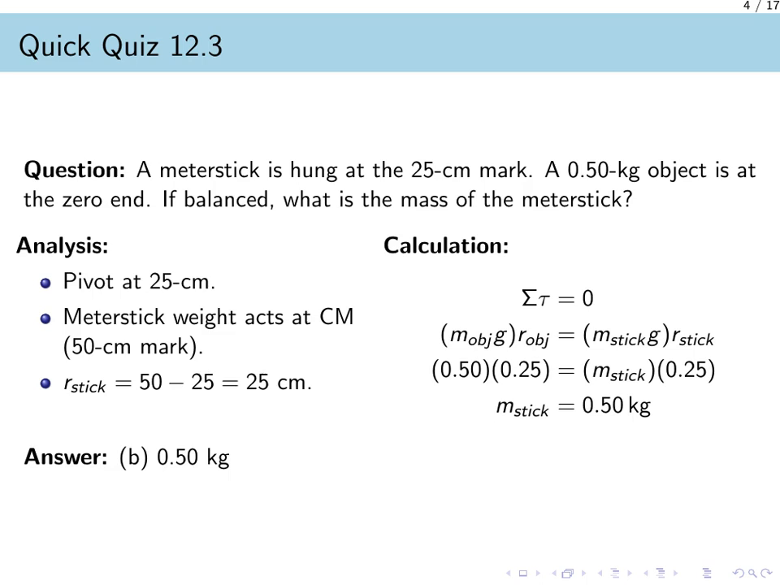Because the system is in equilibrium, the torque from the object must balance the torque from the stick. Since torque is force times lever arm, and both the gravitational acceleration and the lever arms are the same on both sides of the equation, the masses must also be equal. Therefore, the mass of the meter stick must be 0.50 kilograms.